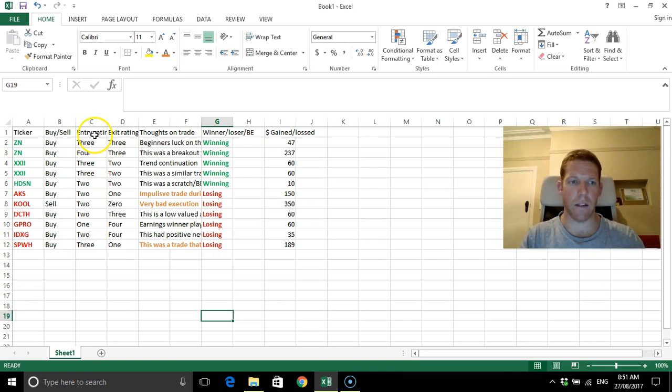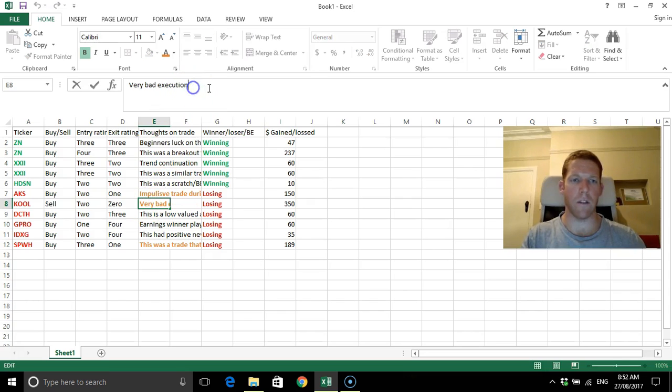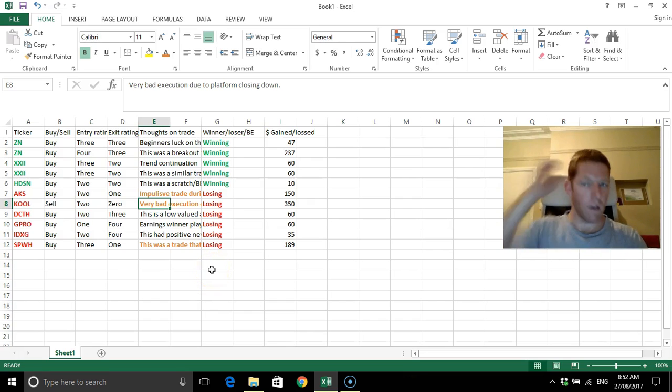So what I've done here is I've ranked the entries out of 5 and the exits out of 5. You can see the bad ones, especially the really bad one, was 2 out of 10. Here I've called it very bad execution, and this was mainly due to the fact that I was using my laptop, and it wouldn't execute because of poor data feed. I had a lot of stuff open on my desktop. My laptop's not new, so it just couldn't deal with it all, and the internet was just bad.